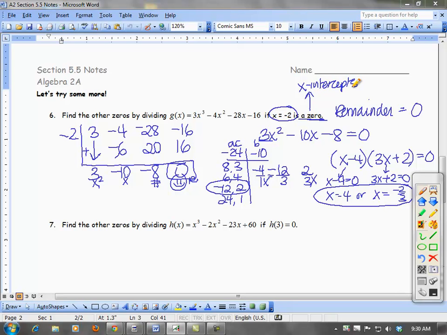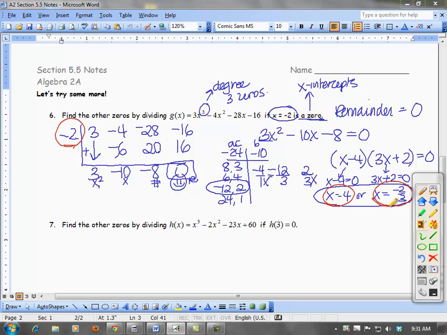Now, the reason I know that I should have 3 answers is because my degree here, my leading or my highest exponent, my degree is 3, which means I should have 3 zeros, or 3 solutions, or 3 x-intercepts. We found one of them was negative 2, one of them is a positive 4, and one of them is a negative 2/3. And so when we talk about determining whether our answers are correct, we should really talk about how many solutions we got and how does that relate to the original polynomial.